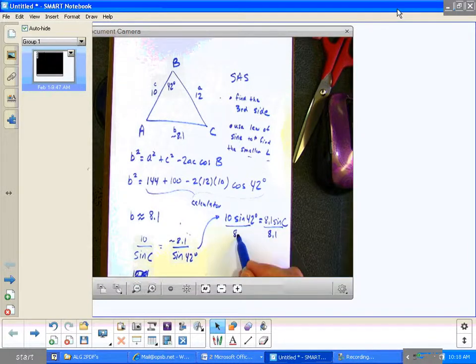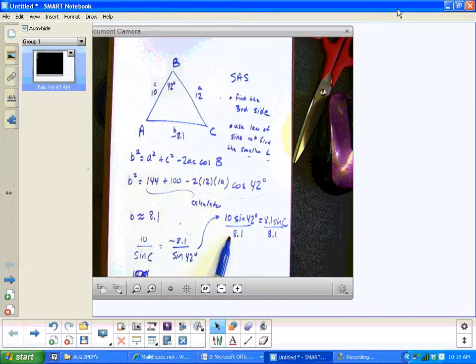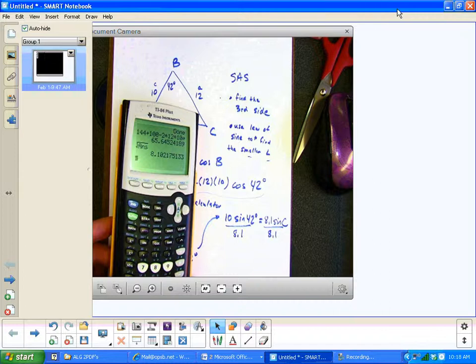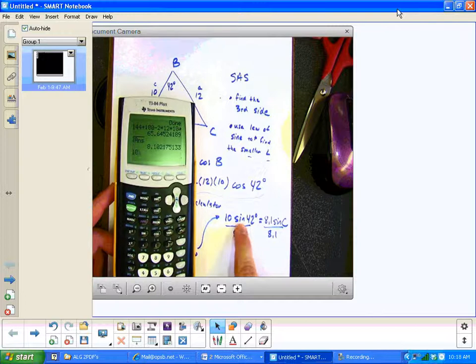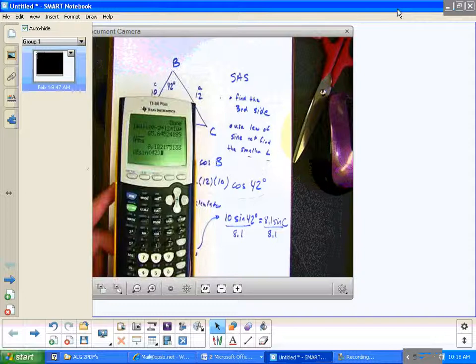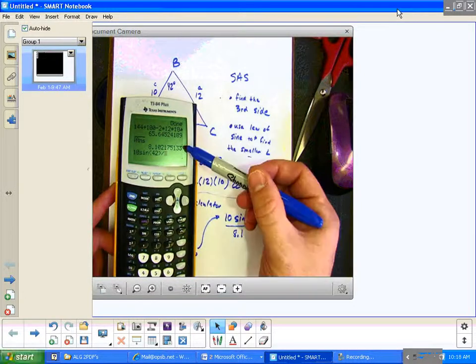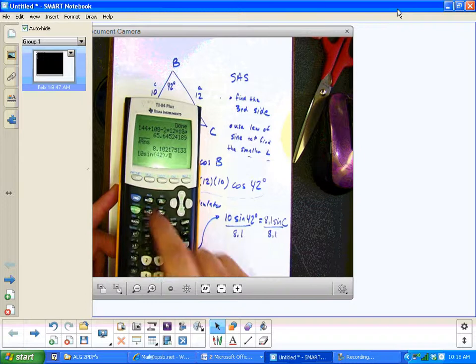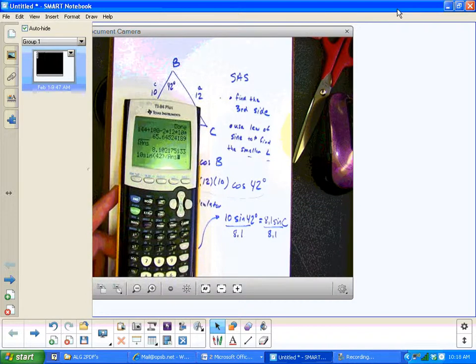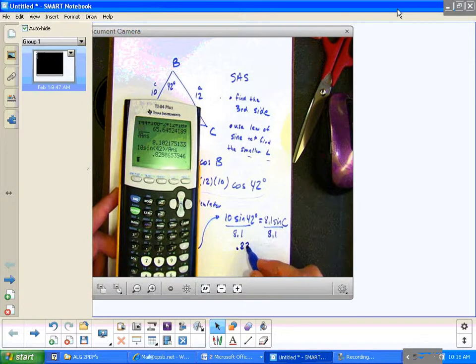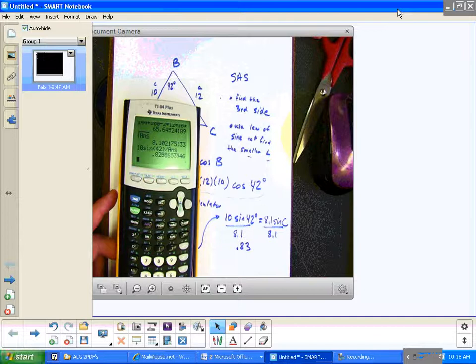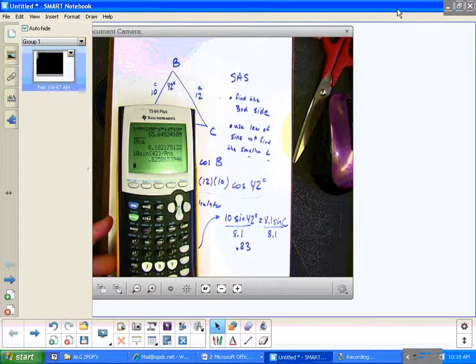Using law of sines, that was not exactly 8.1. You have to keep it in your calculator, so you can use answer or you can paste it. So we'll punch in 10 times sine of 42 divided by, now, not 8.1, but answer, all those decimal places. All right. So now I'm getting about 0.83. It really doesn't matter how many decimal places you go out to because you're going to use what's in the calculator anyway. And this is equal to sine of C.